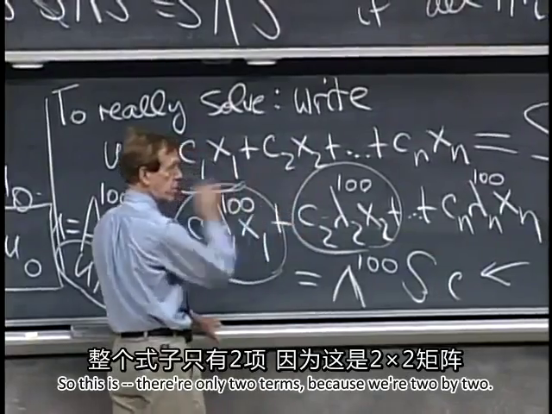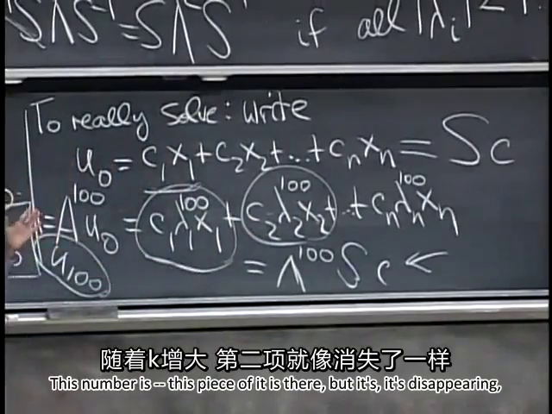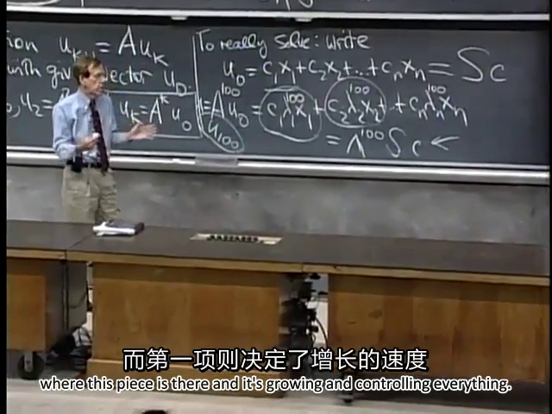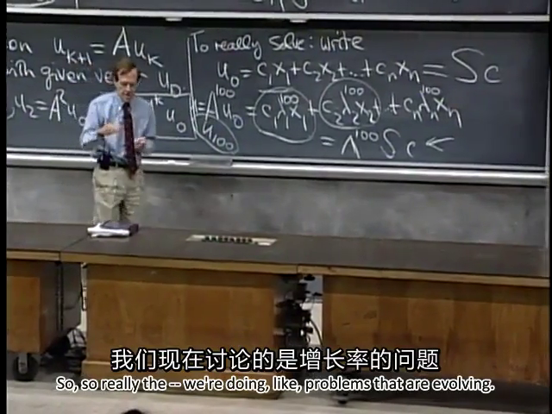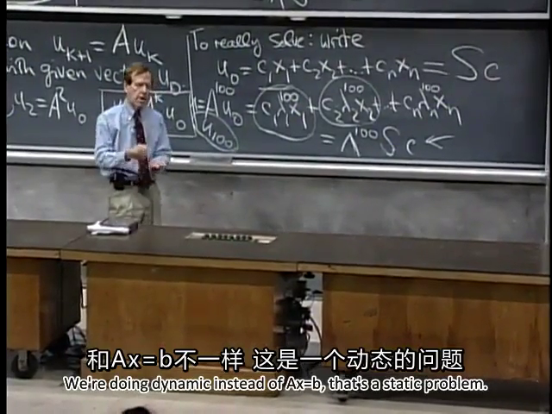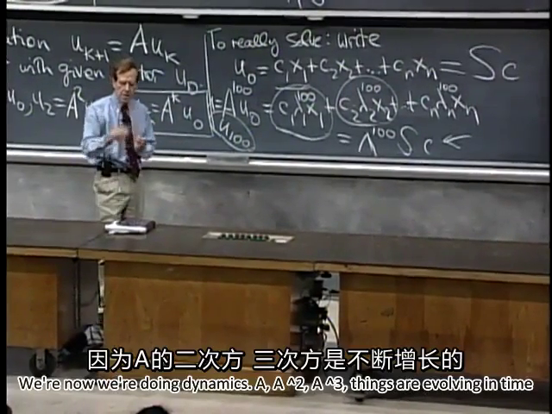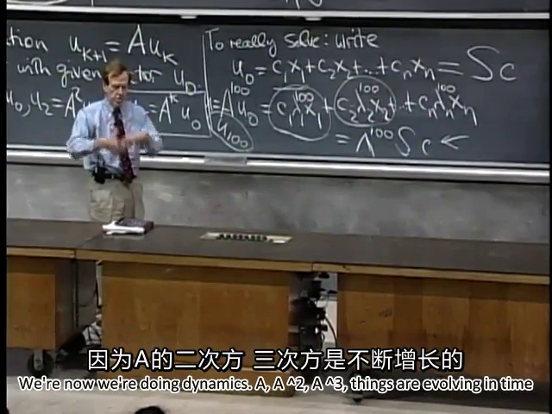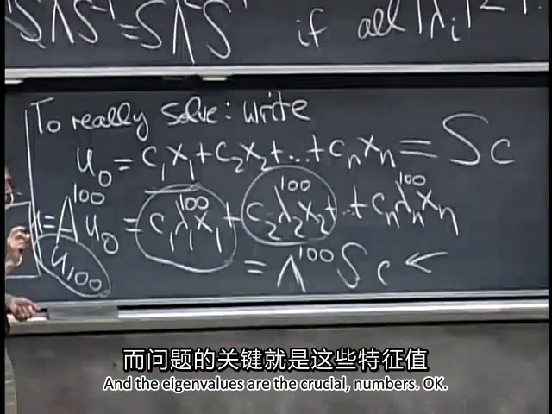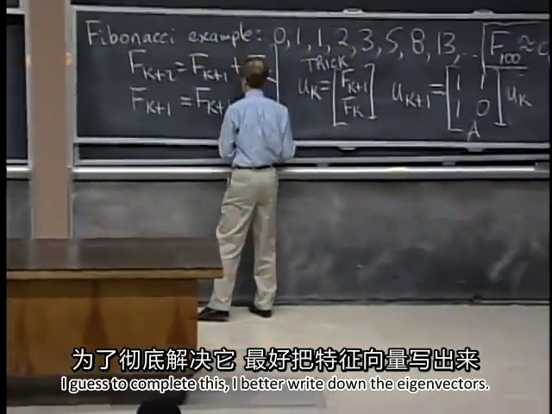There are only two terms because we're 2 by 2. This piece of it is there, but it's disappearing, whereas this piece is there and it's growing and controlling everything. So really we're doing problems that are evolving. We're doing dynamics. Instead of Ax equal b, that's a static problem. Now we're doing dynamics, A squared, A cubed. Things are evolving in time, and the eigenvalues are the crucial numbers. Okay, I guess to complete this, I better write down the eigenvectors.